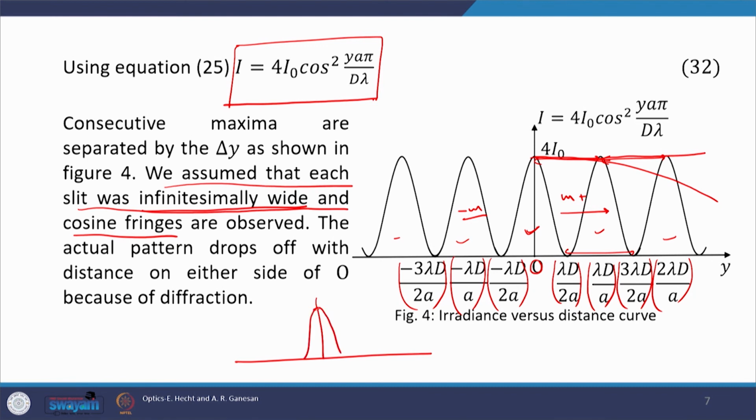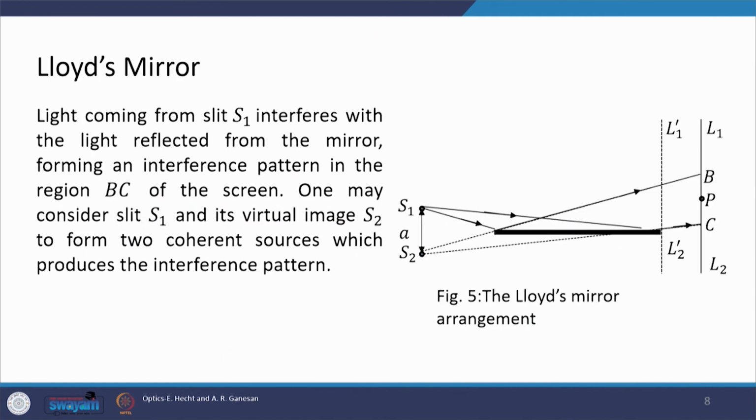This is the central maxima, and for guidance I am drawing this dotted line. The next maxima would be a bit smaller, the next a bit smaller, the next more. This is how the intensity will go down. This is due to diffraction. The actual pattern drops off with the distance on either side of O. This is O, and this is because of diffraction. This is because of the width of the slit. Now, this is all in Young's double slit experiment.